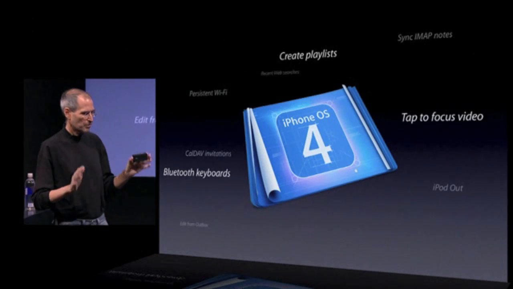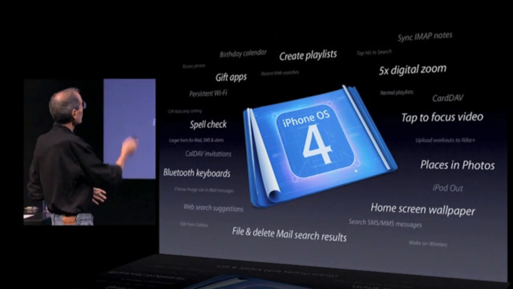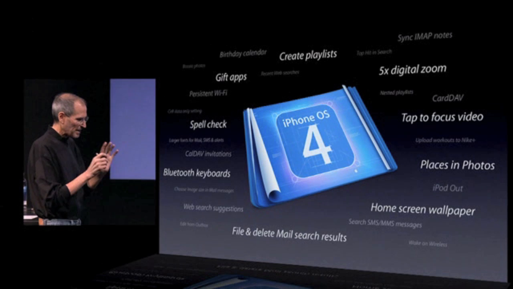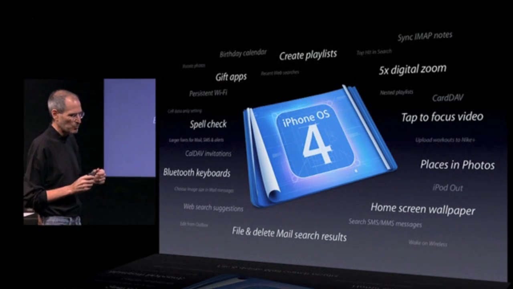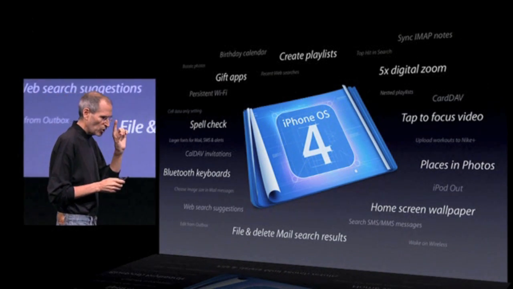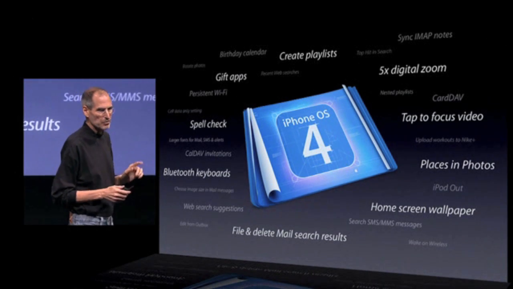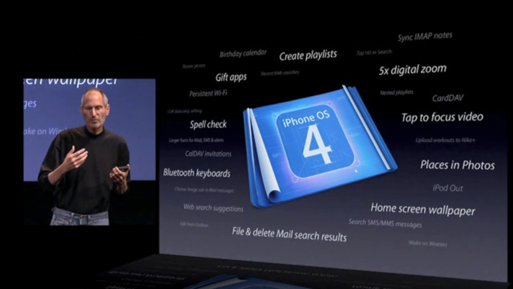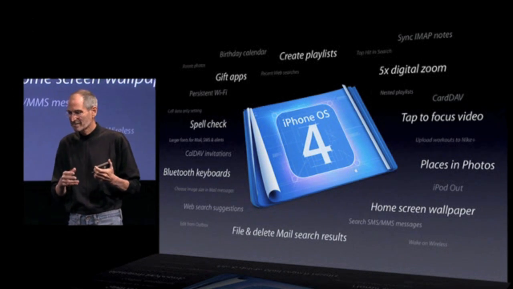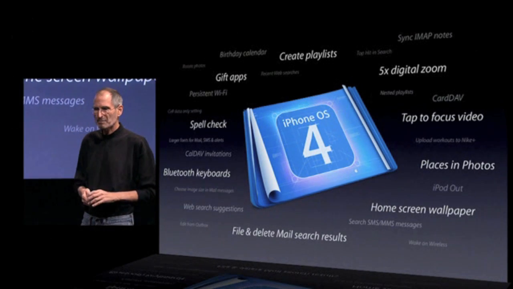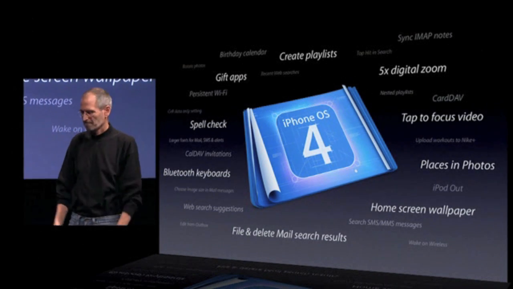And again, here's just a few of them. Users can now create playlists on their phone. We've added a 5x digital zoom in the camera app. You know how you can tap to focus when you're taking a still picture? You can now tap to focus on video. Every photo taken on the iPhone is geotagged, and we've added Places in the Photos app now so you can see where they were taken.